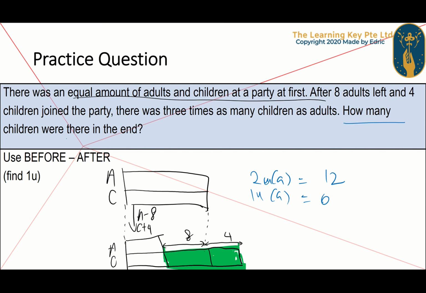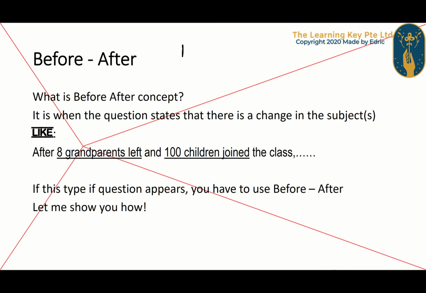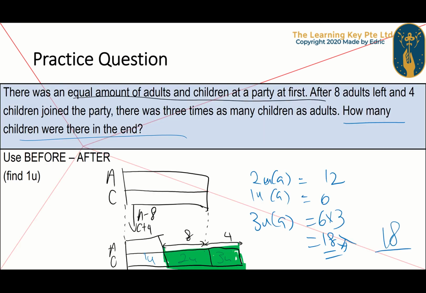So how many children were there in the end? 1 unit, 2 units, 3 units, right? So that means 3 units after equals 6 times 3 equals 18. Your answer should be 18. Next.